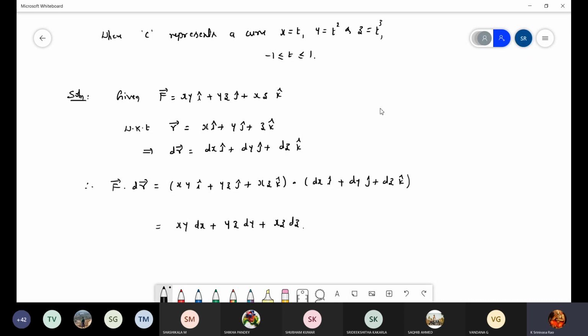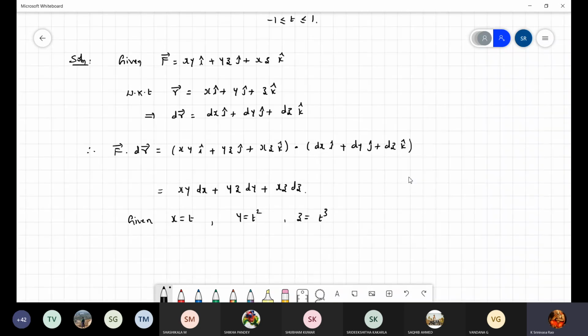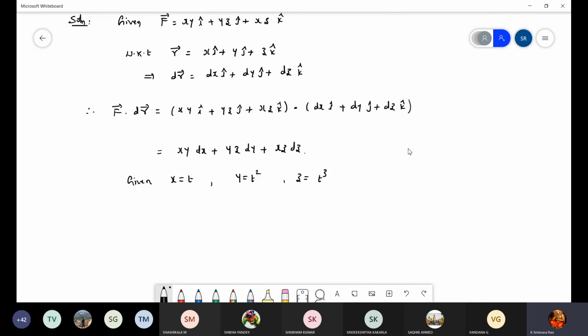Now what is given? Given x equals t, y equals t square, and z equals t cube. That you have to substitute here. I told you, a single integration means only one variable is allowed, and here there are three variables x, y, z. You should convert all these into one variable with the help of some substitution. They will give either a curve or a parametric equation like this. So first you convert it. Here x, y, z I can substitute, but dx, dy, dz also you should calculate. What is dx now?